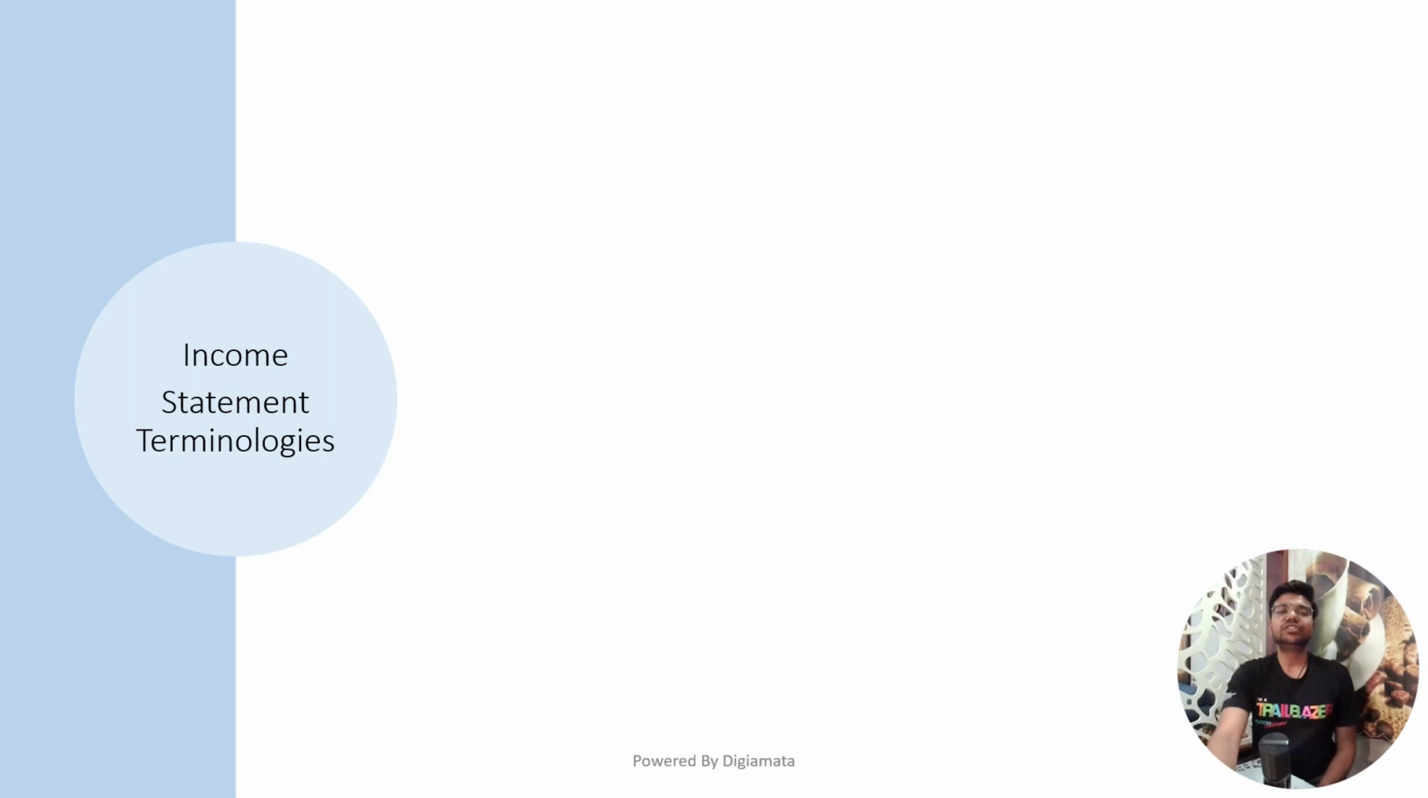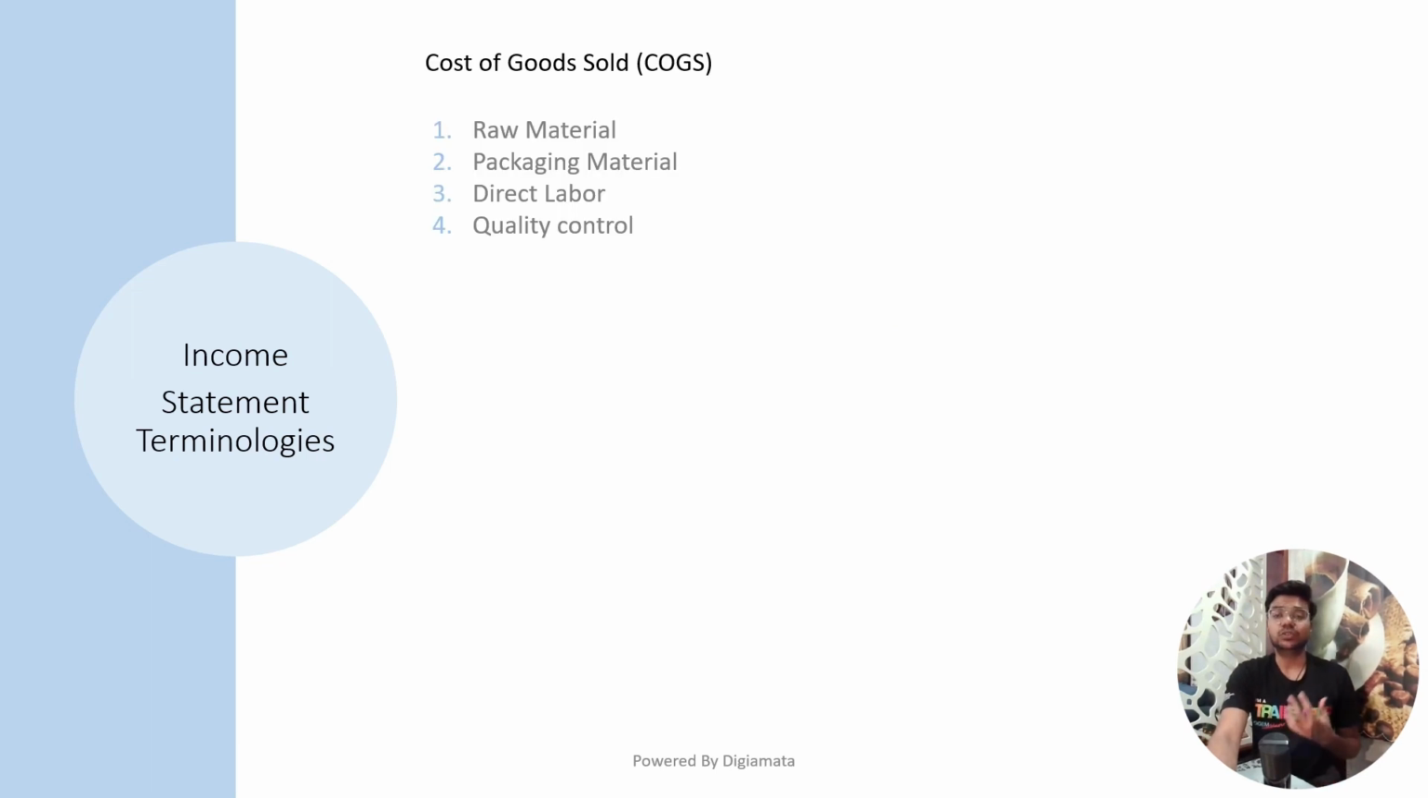So the first terminology which we have to understand is the cost of goods sold, which basically means any cost which is directly related to manufacturing or during making of that product. Say suppose you have the raw material, you have a packaging material, you have the direct labor, or you have the quality control. The only thing you have to remember is these costs should be directly related.